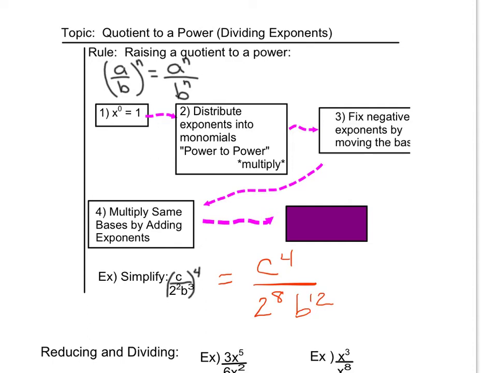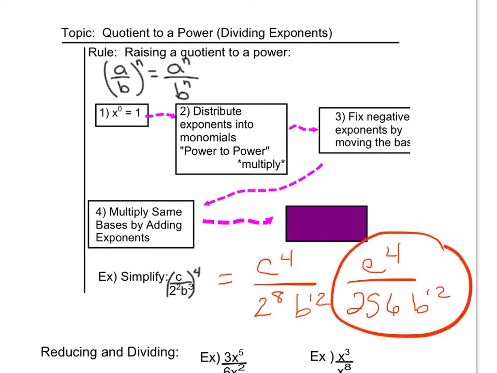From here, I continue moving through my flow map. I check to see if I have any negative exponents. I don't. I check to see if there's anything I can multiply. I can multiply 2 to the 8th out. It's 2 times 2 times 2 times 2 times 2 times 2 times 2 times 2, 8 times, which is going to be a really big number. Specifically, it is c to the 4th over 256 times b to the 12th. So again, just demonstrating how I can distribute that in when I do have a quotient or a division problem raised to a power.